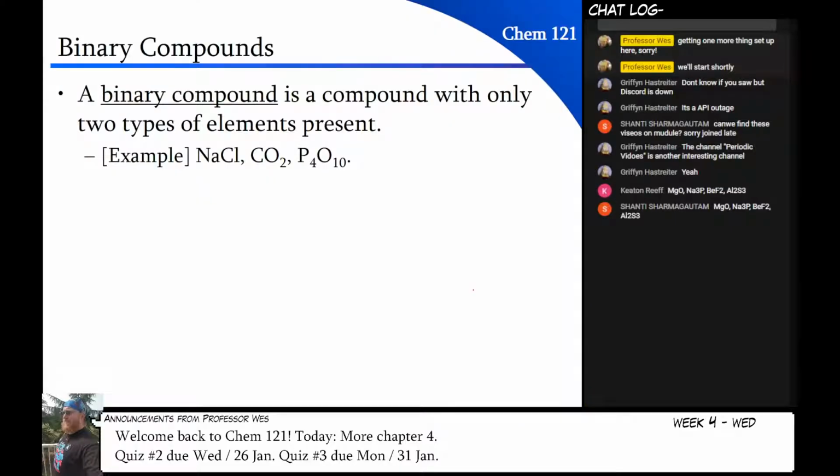All right. The first thing that we're going to do is define a binary compound. A binary compound has only 2 elements present in it. In order for something to be binary, you can only have 2 elements. You can't have 1, and you can't have 3. And that makes sense because that's what the term binary means, right? In computing, binary is 0 or 1. Really, what that means is 2 different states are available.